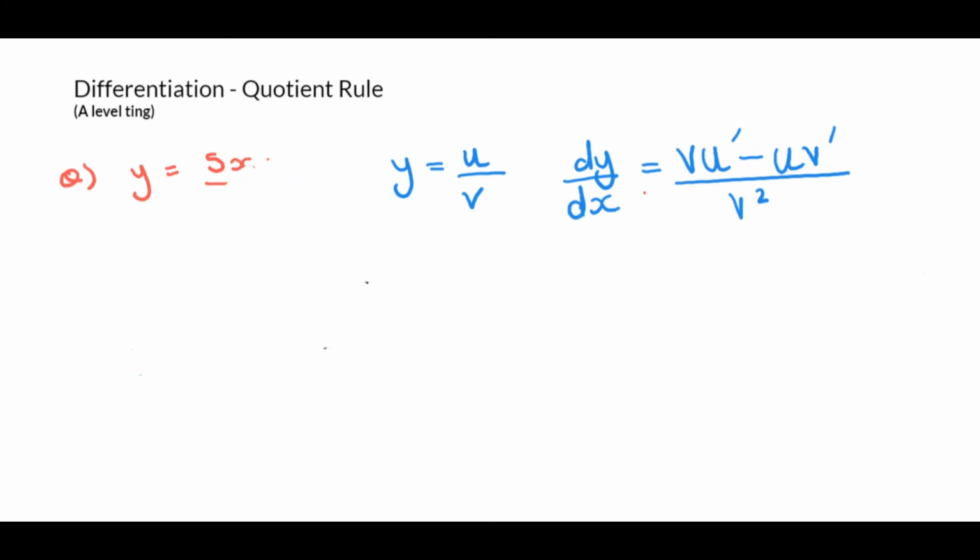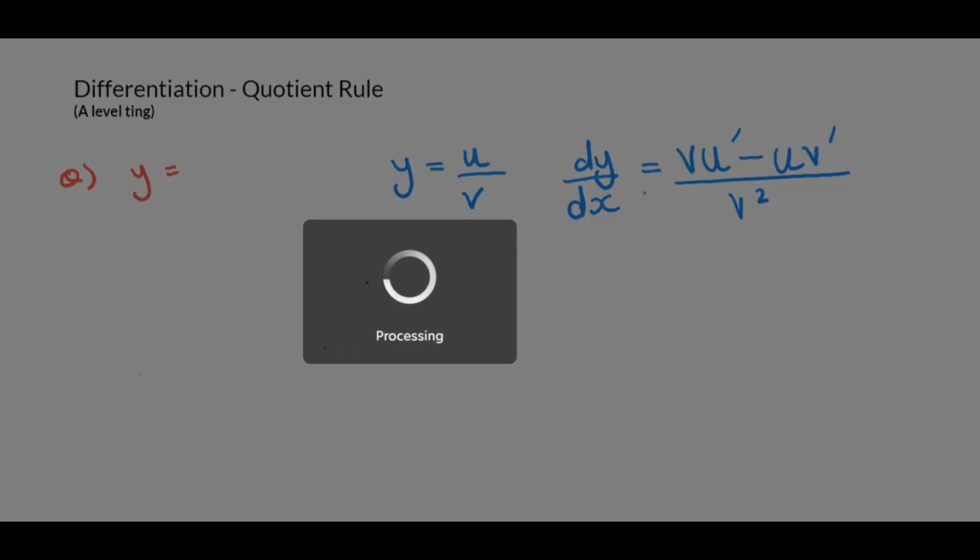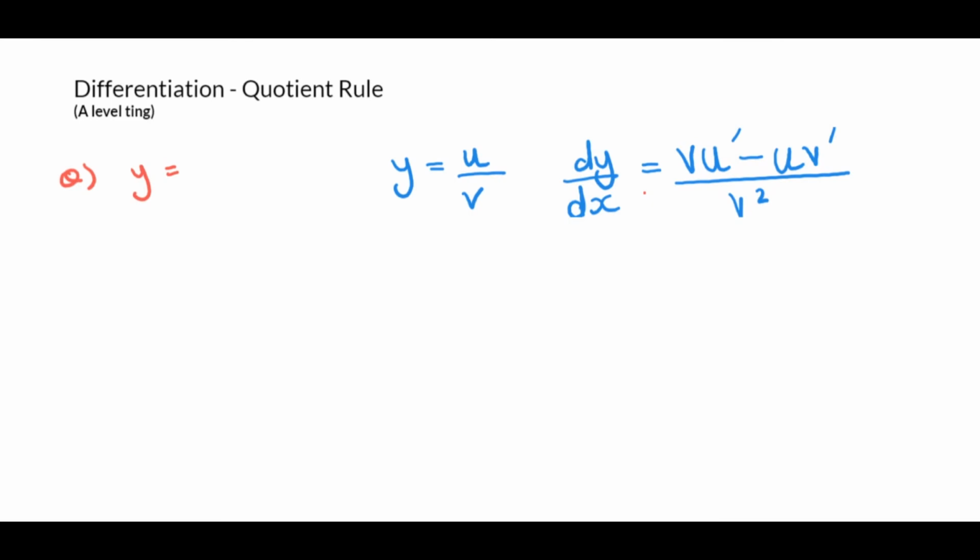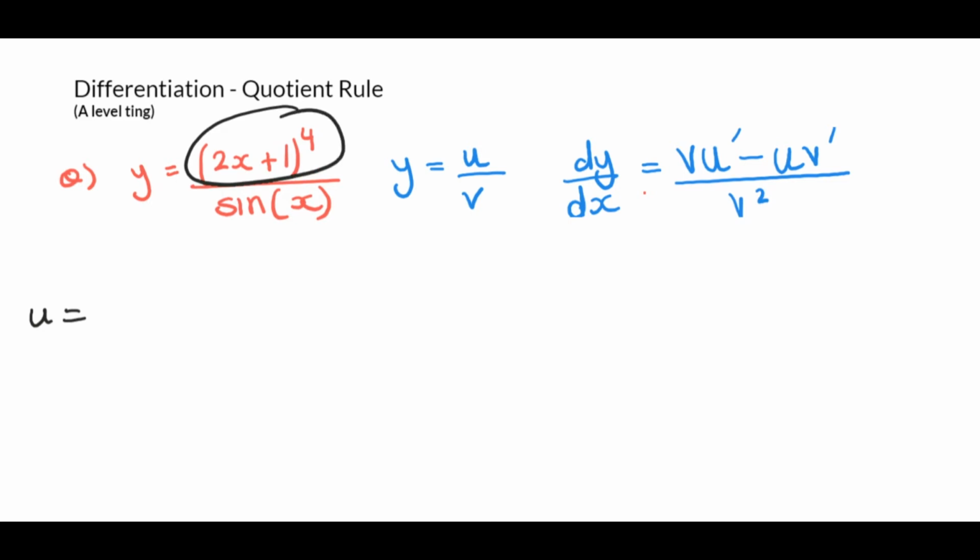So now, let's look at a different question, yeah? Let's say, for instance, the question was telling me y is equal to (2x plus 1) to the power of 4 over sin x. Now, if they say differentiate this, you're going to say quotient rule, because remember, it's division, yeah? Whenever division's involved, you think quotient rule, you understand? So let's get straight into this light work. Now, what's u? u is obviously the top thing here, yeah? u is going to be (2x plus 1) to the power of 4.